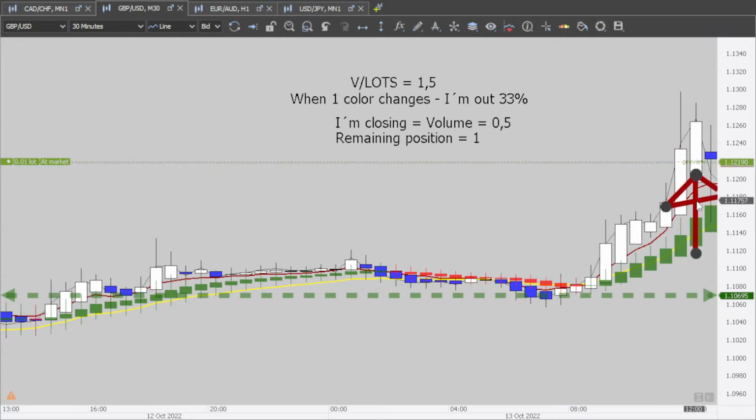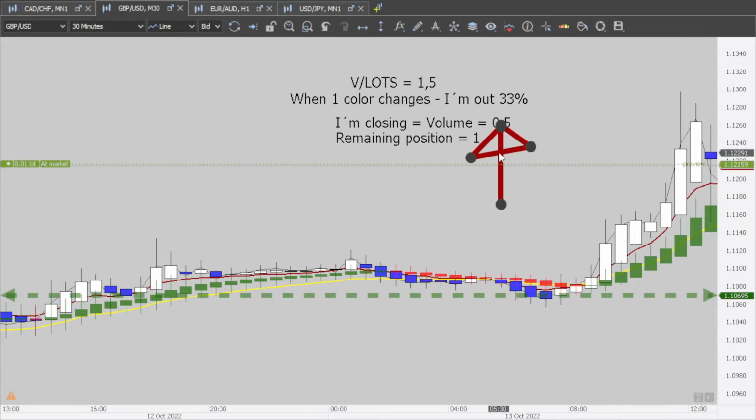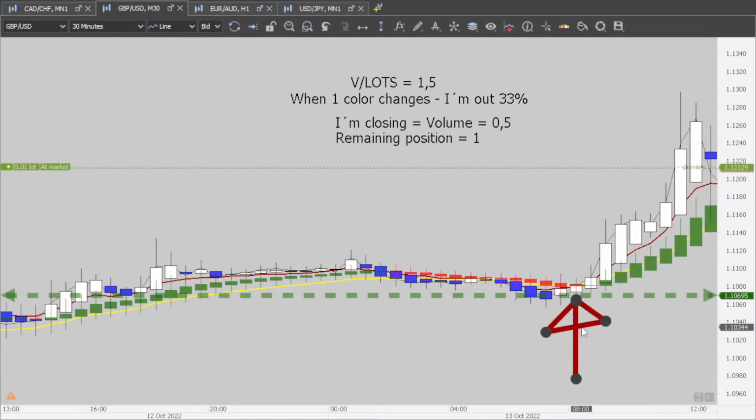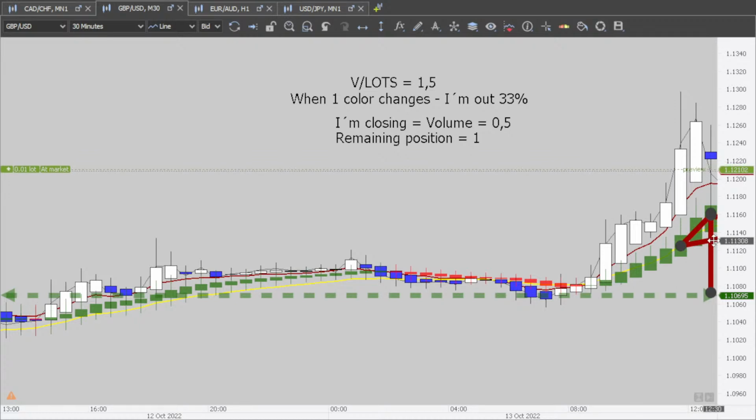On the other side, if the next candle is going to be white, I'm going to re-enter what I closed, but the 66% is still making me profits from the beginning. Does this make sense to you? There is no right or wrong. We are showing you different ways of cancel and replace, different ways of how to manage the trades.